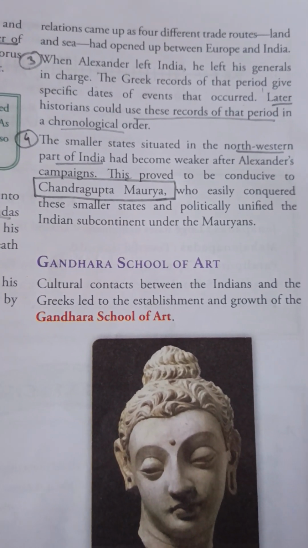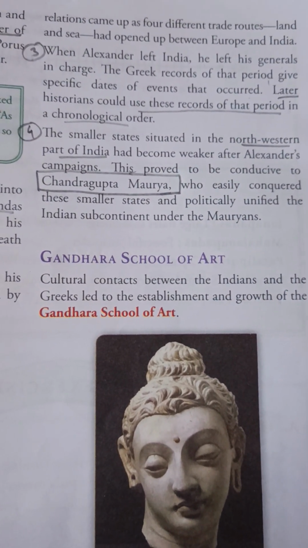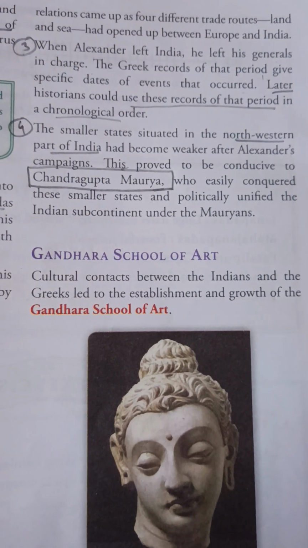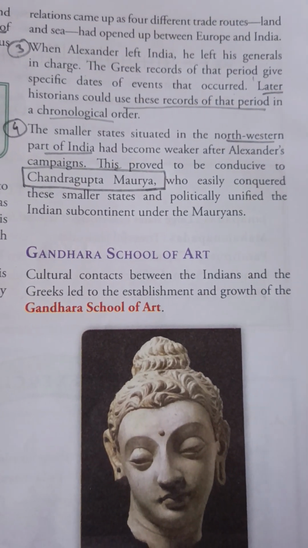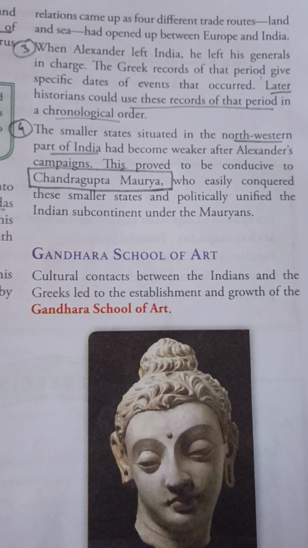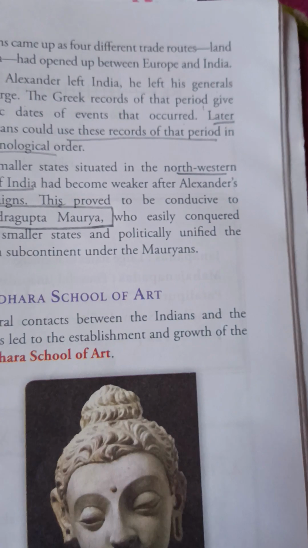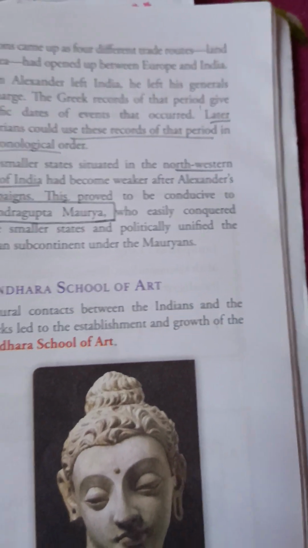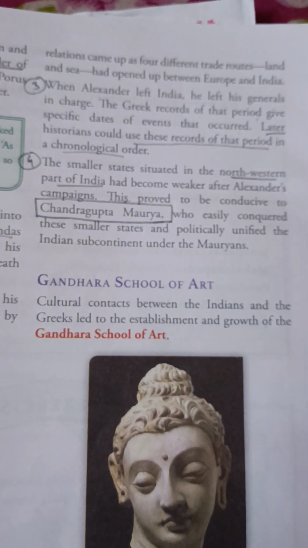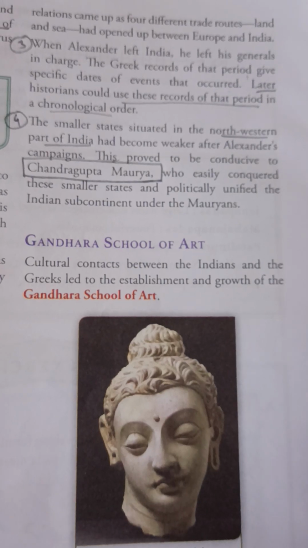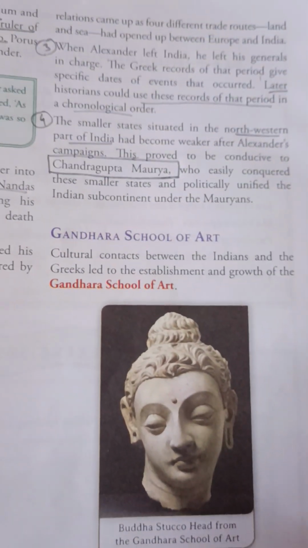Number 4, the smaller states situated in the northwestern part of India had become weaker after Alexander's campaign. This proved to be conducive to Chandragupta Maurya, who easily conquered the smaller states and politically unified the Indian subcontinent under the Mauryans. So these are the basic things we have learned so far about the rise of kingdoms and republics. Now the last one is the Gandhara School of Art. The cultural contacts between the Indians and the Greeks led to the establishment and growth of the Gandhara School of Art. So all of you will learn this chapter and afterwards we will do the exercise.